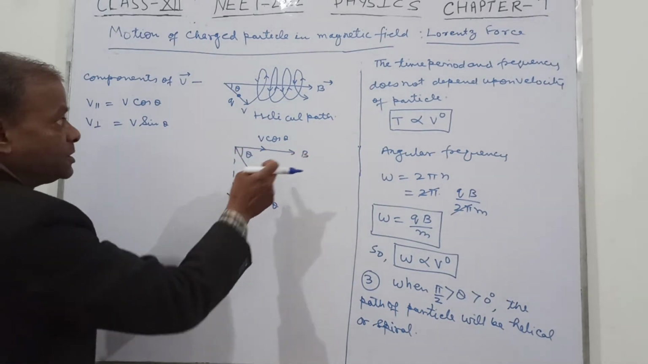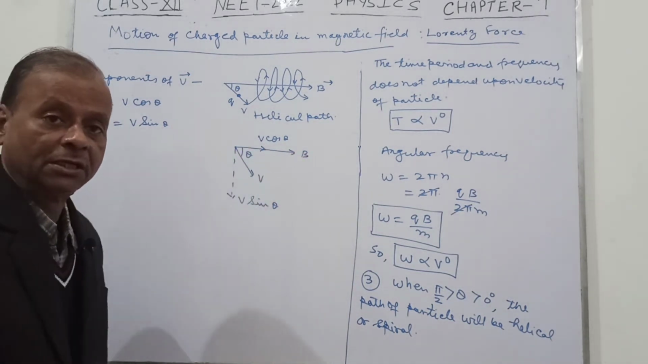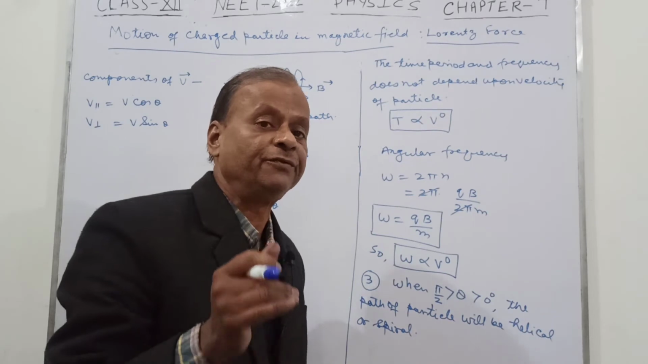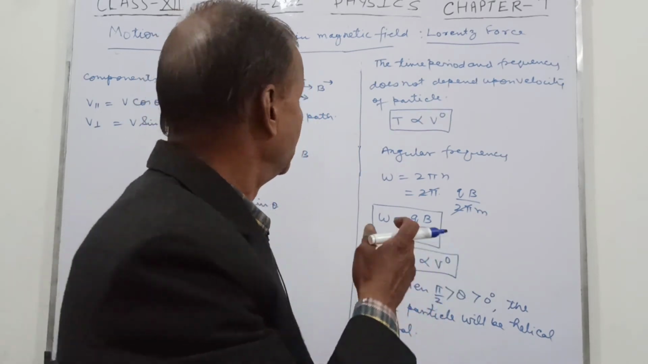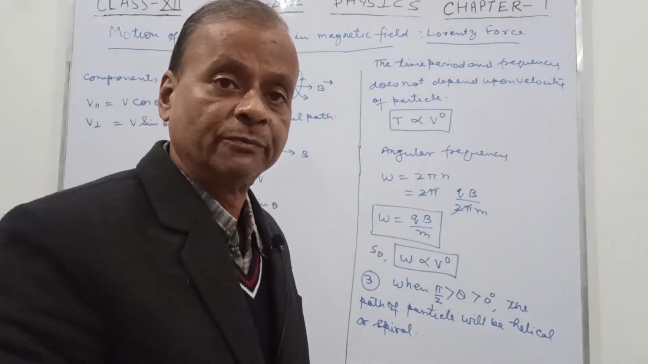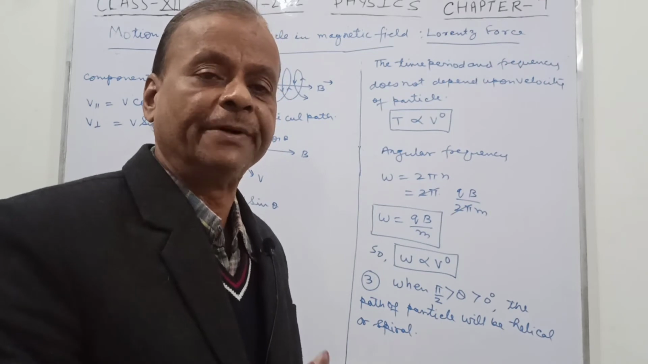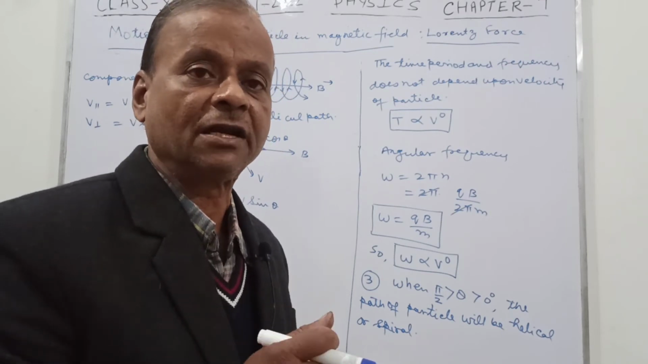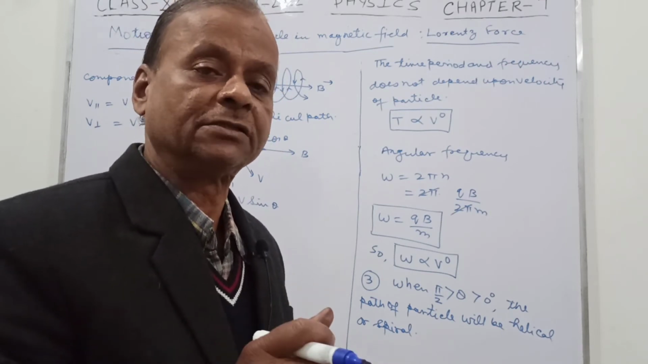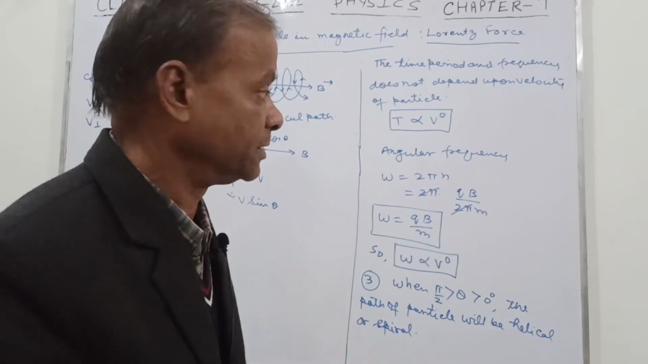So the V cos theta component gives the straight line motion, but V sin theta gives the circular motion. So the path of the particle is neither a straight line nor a circular path, but a helical path.